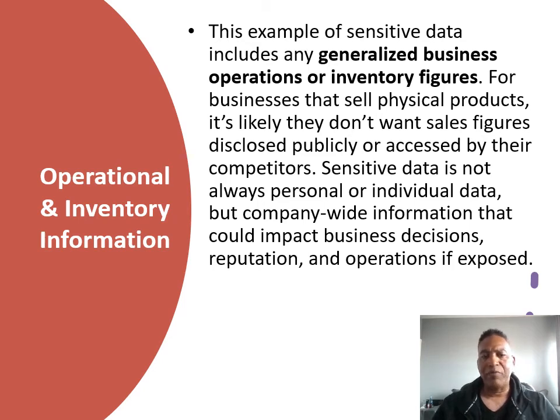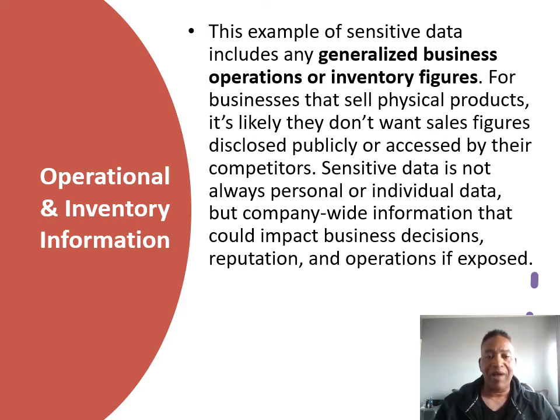So let's talk operational and inventory information. This becomes really important. It's sensitive information because it's that business information that helps a company run. And for businesses that sell physical products, it's likely they don't want sales figures disclosed publicly or accessed by their competitor. Now, when they're a public company on a stock exchange, they will have to reveal this information.